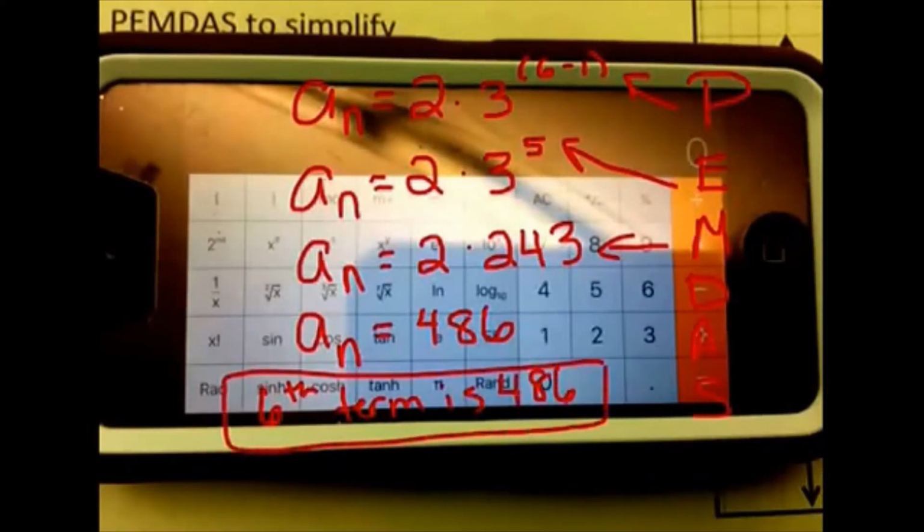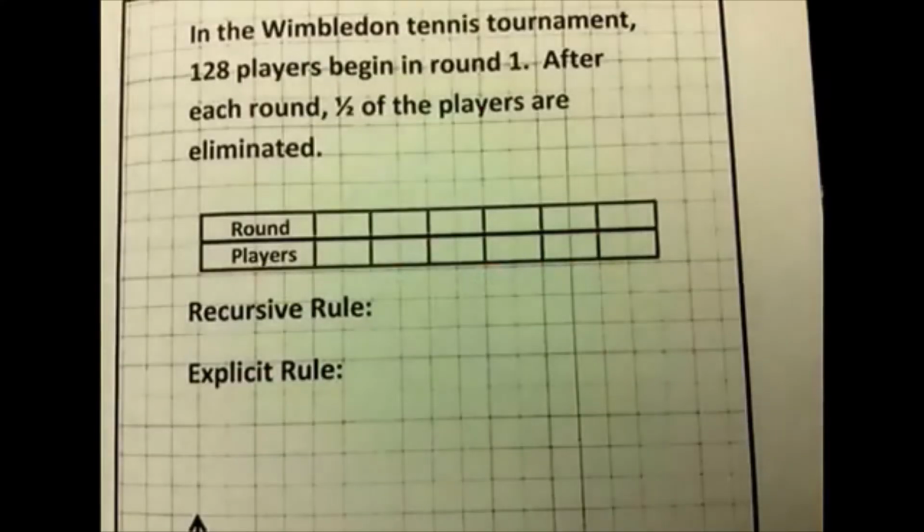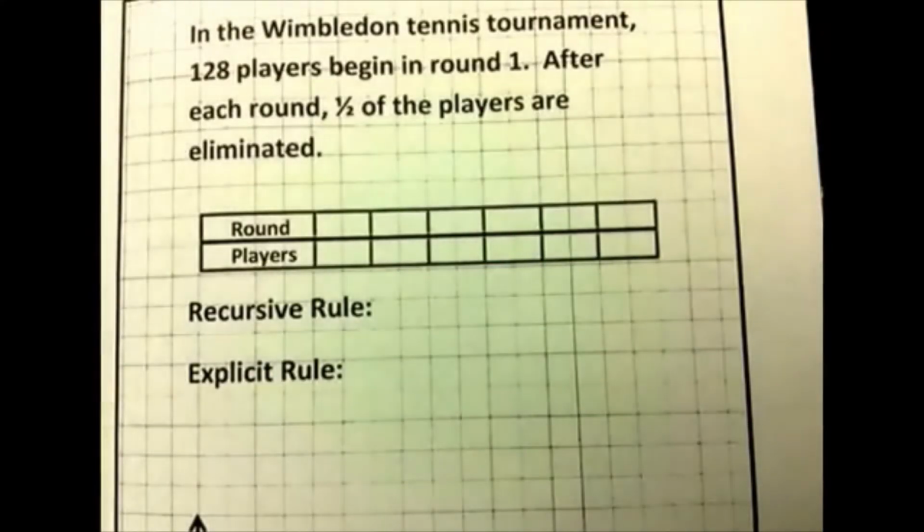So fill that all in on the bottom of that green paper. If you need to go around the side or whatever because there's not enough room, feel free to definitely do that as well. Then we're going to go on to the other side of the worksheet and do the example about the tennis tournament. So pause it if you need more time to write it down. Otherwise, in the Wimbledon tennis tournament, 128 players begin in round 1. After each round, half of the players are eliminated. So we need to fill in this table based on the information given to us.